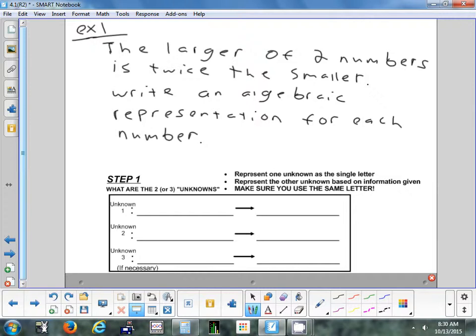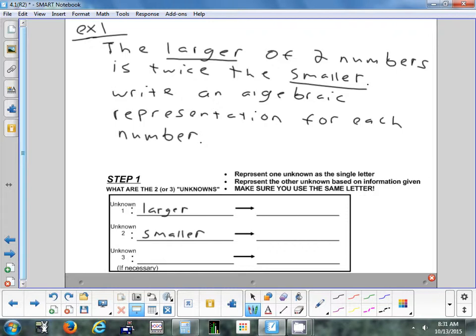What are the 2 words in the problem, how they get said in the problem? They're described in the first sentence. Bigger? They didn't use bigger, but they used larger. Okay, so we have larger and smaller. Those are my two unknowns. It doesn't matter which one you put where. So we've got the larger number and the smaller.